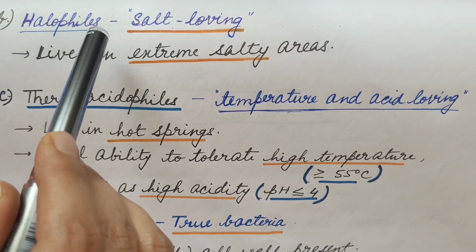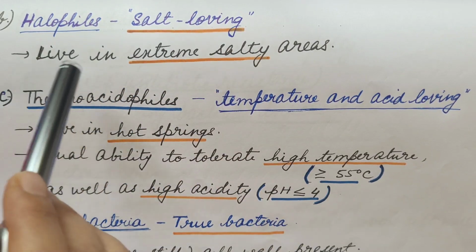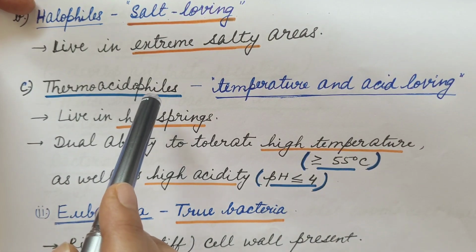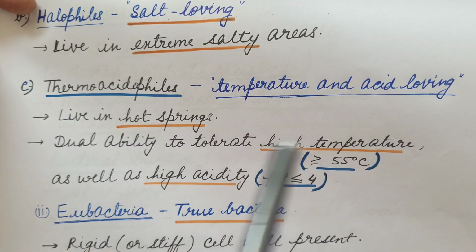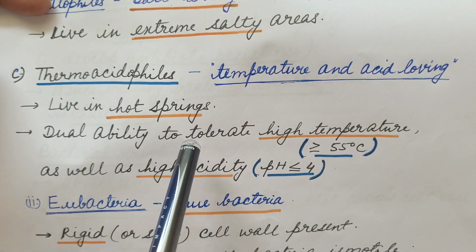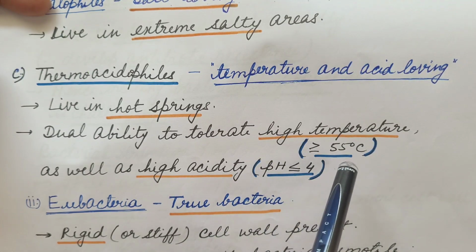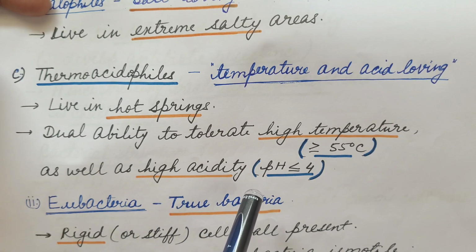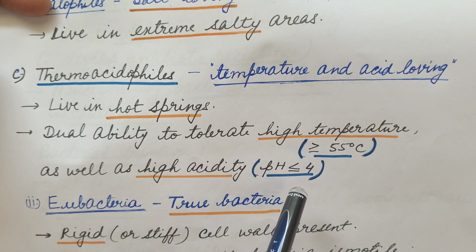Then second is halophiles. As the name suggests, salt loving. These live in extremely salty areas. Third is thermoacidophiles. That means temperature and acid loving. These live in hot springs and have the dual ability to tolerate high temperature, that is, temperature greater than or equal to 55 degrees centigrade, as well as high acidity. That is, these can tolerate pH less than or equal to 4.